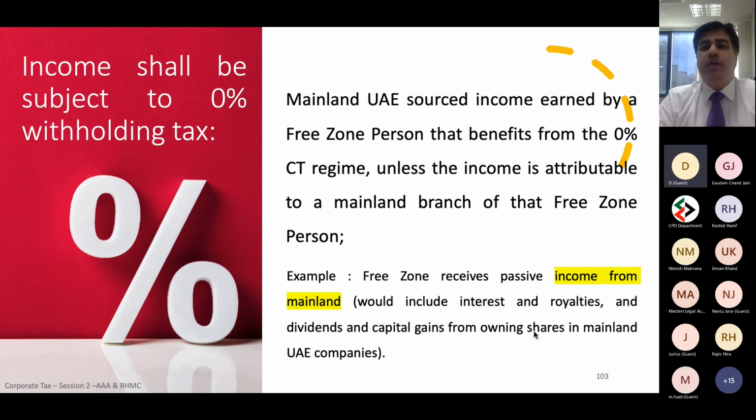Mainland UAE source income earned by a free zone person that benefits from the 0% corporate tax regime, unless the income is attributable to a mainland branch or free zone. A quick example is income from the mainland which is passive in nature, which includes interest, royalty, dividend, capital gain, or owning shares in the mainland. So that's where this comes in.